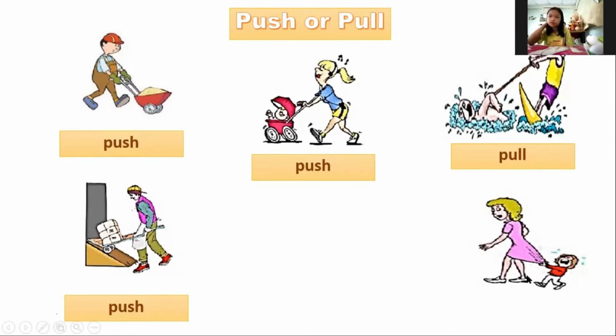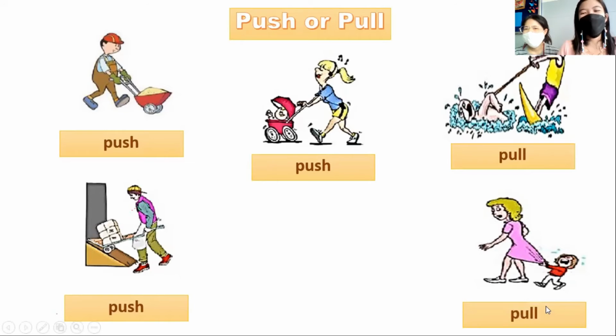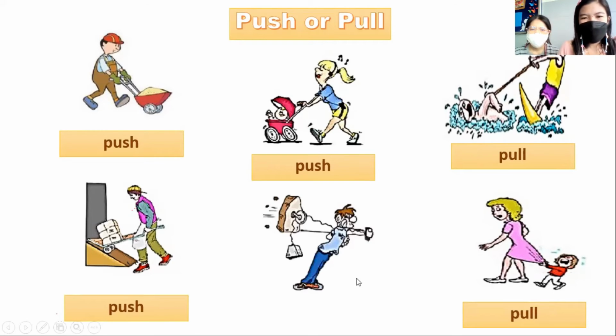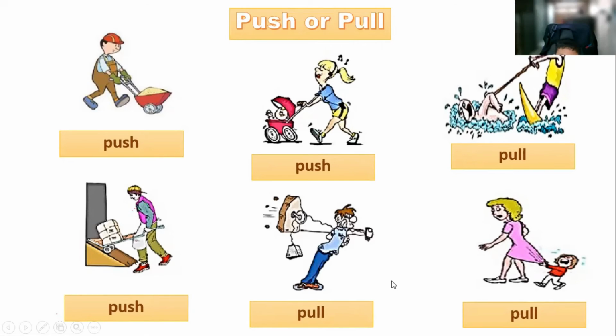Pull. Okay, very good. The child is trying to pull her mother. Okay, and the next picture, what about that? Pull. Yes, louder please. Pull. I can see. So the guy is pulling. Okay, maybe he is exercising or going to the gym.